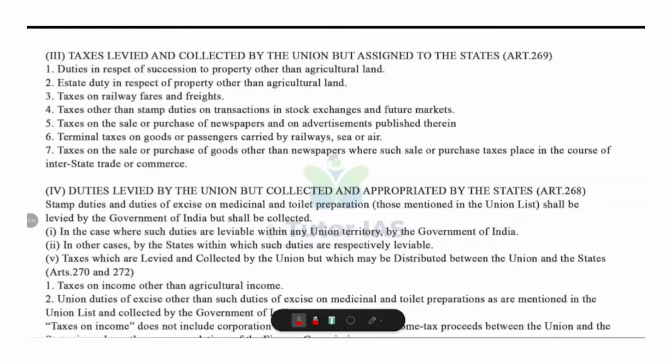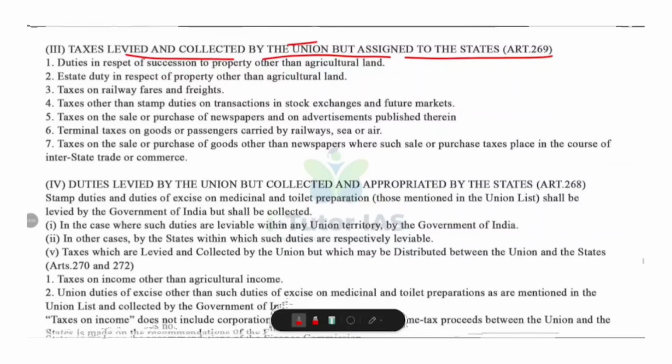Now, taxes levied and collected by the Union but assigned to the state according to Article 269. So these are taxes levied by the central government, collected by the central government, but the proceeds are assigned to the state. Remember that. This arrangement exists because these taxes are better administered centrally, but the revenue rightly belongs to the state. So let's look at it one by one.